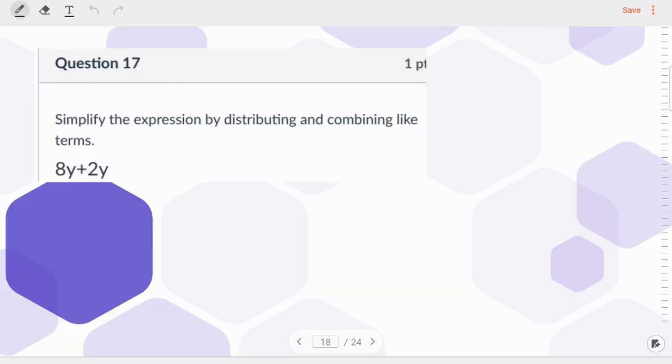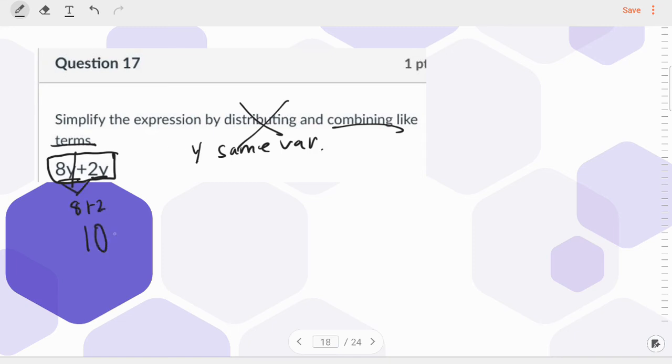Simplify this expression by distributing and combining like terms. Well, in this problem, I see no parentheses, so I don't need to do the distributing, but I am going to combine like terms if I can. So I snip my terms apart by that plus sign. 8y and 2y, are they like terms? Yep. Both have y's, so they are the same variable, and they are like terms. So I'm going to combine the numbers. 8 plus 2 is 10, and they both have a y, so I'm going to bring a y down. My answer is just 10y.